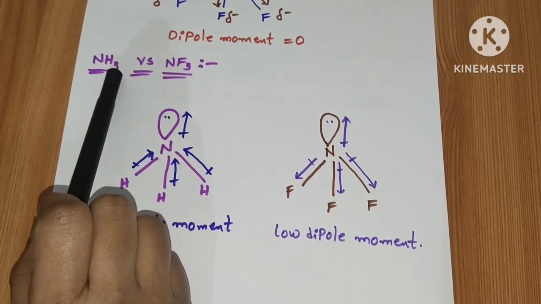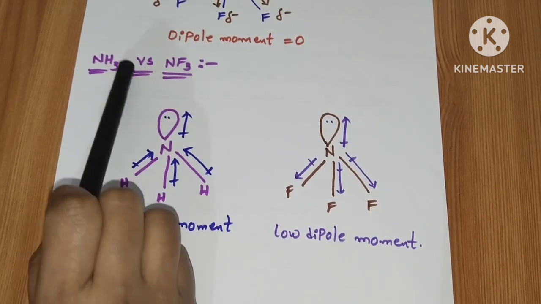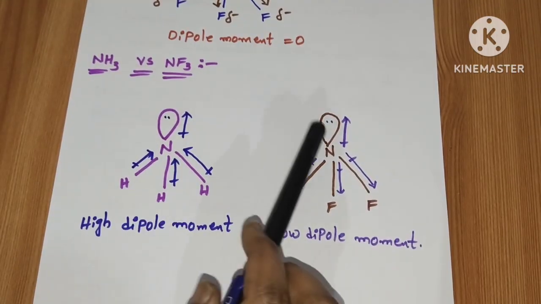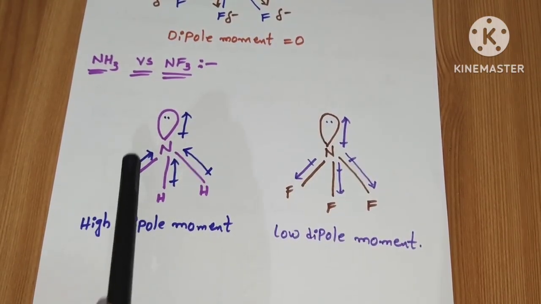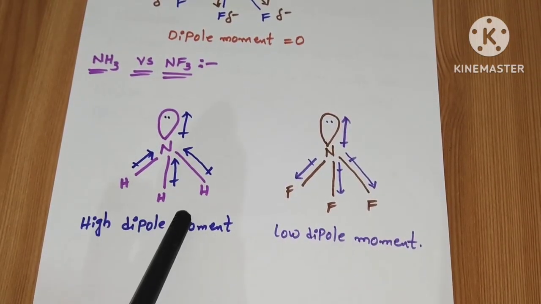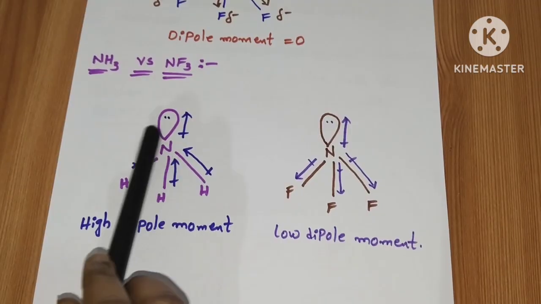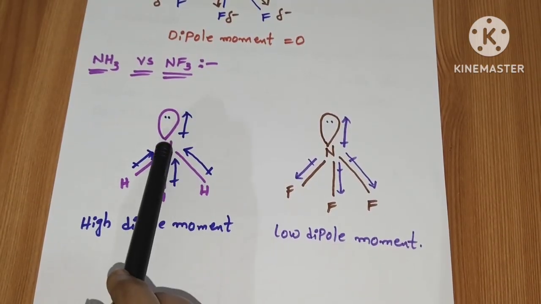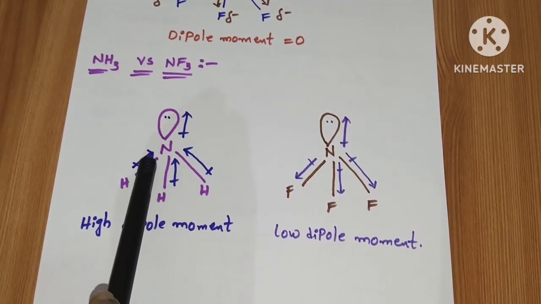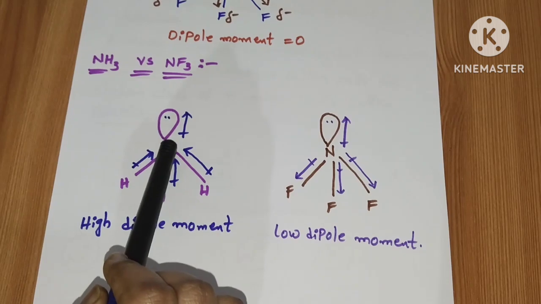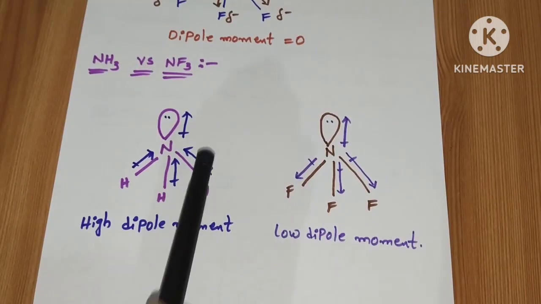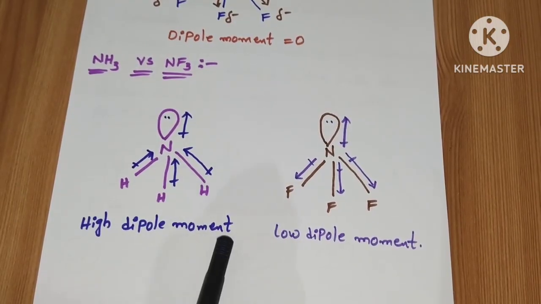Here we will see NH3 versus NF3. Both NH3 and NF3 have a trigonal pyramidal shape, one lone pair on the nitrogen atom, but the directions of bond dipoles are different. If we take NH3, nitrogen is more electronegative than hydrogen. So, N-H bond dipoles point towards the nitrogen atom. The lone pair dipole on nitrogen is also in the same direction. All dipoles add together, and the result is a high dipole moment.